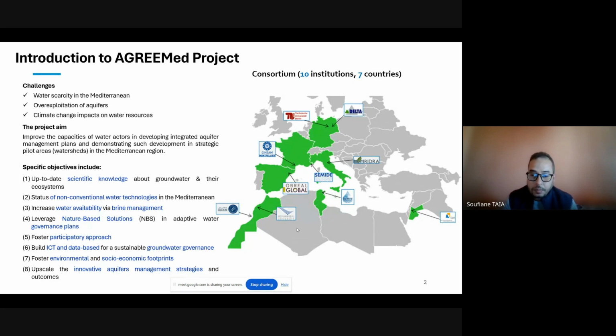water sources. In our project, we are also trying to test and demonstrate brine management, as well as nature-based solutions, such as recharging aquifers with treated wastewater, reusing it for agriculture to reduce pressure on groundwater. Also, we are trying to develop a support tool with data-driven solutions to support sustainable solutions that benefit both the environment and the local communities.